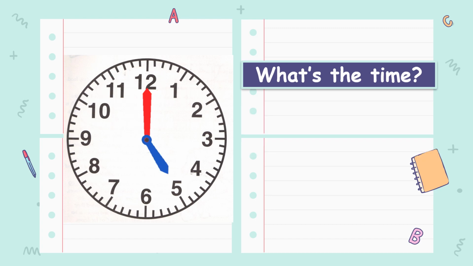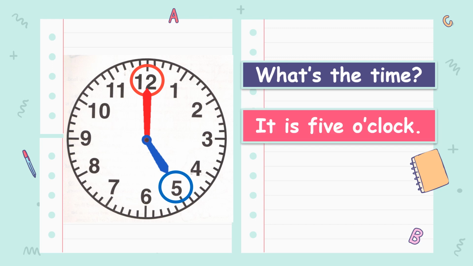Next, what is the time? Let's look. Where is the minute hand, the long needle? Yes, 12. So when you see 12, what should you use? Yes, o'clock. Now what about the hour hand? It shows 5. So the answer is, it is 5 o'clock.